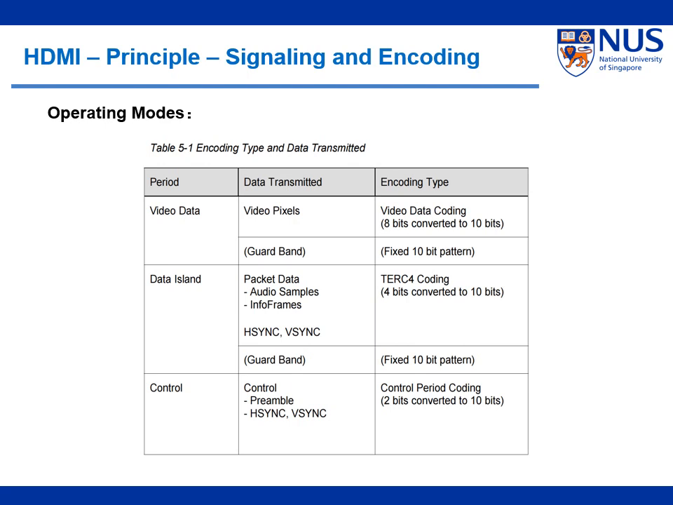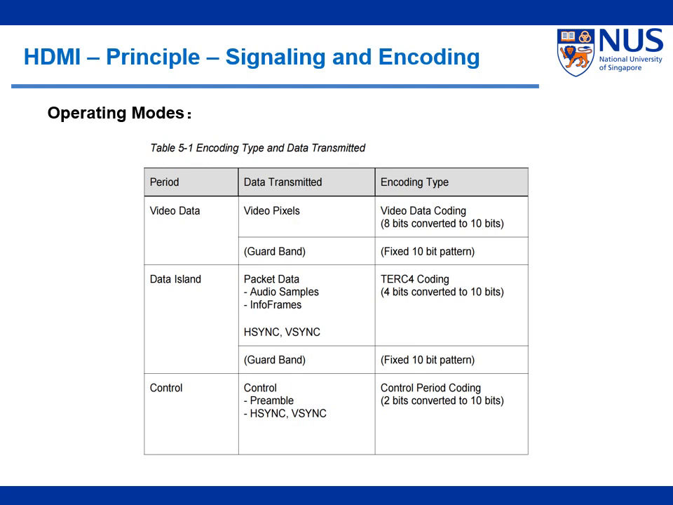Video data periods use transition minimized coding to encode 8 bits per channel, or 24 bits total per pixel. Data island periods are encoded using a similar transition minimized coding, TMDS error reduction coding, TERC4, which transmits 4 bits per channel, or 12 bits total per TMDS clock period. During control periods, 2 bits per channel, or 6 bits total, are encoded per TMDS clock using a transition maximized coding. These 6 bits are HSYNC, VSYNC, CTL0, CTL1, CTL2, and CTL3.